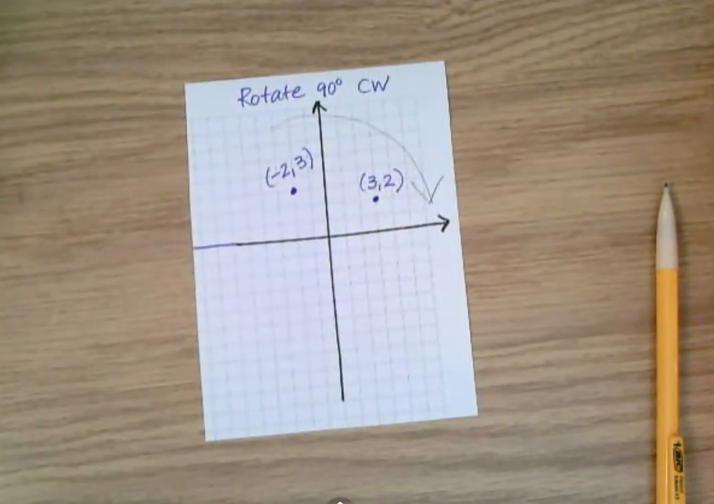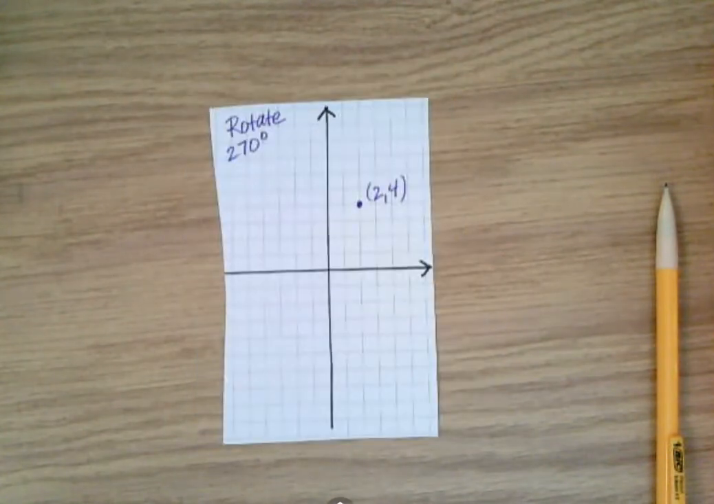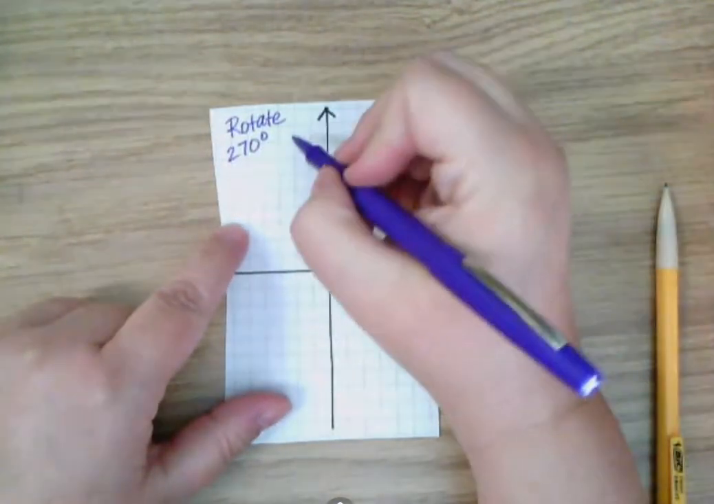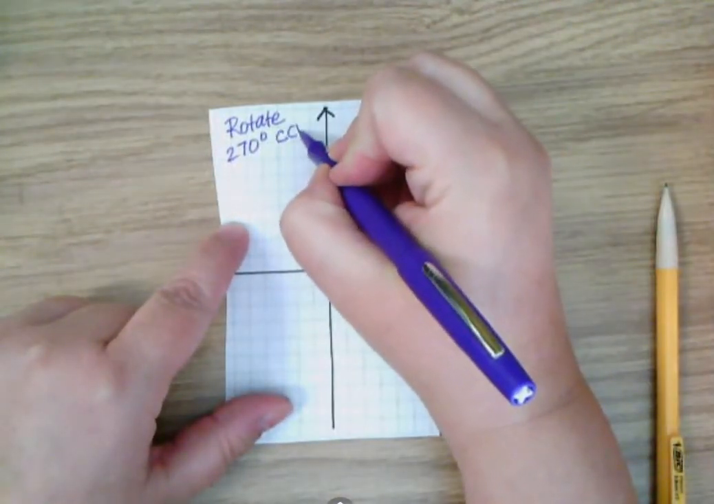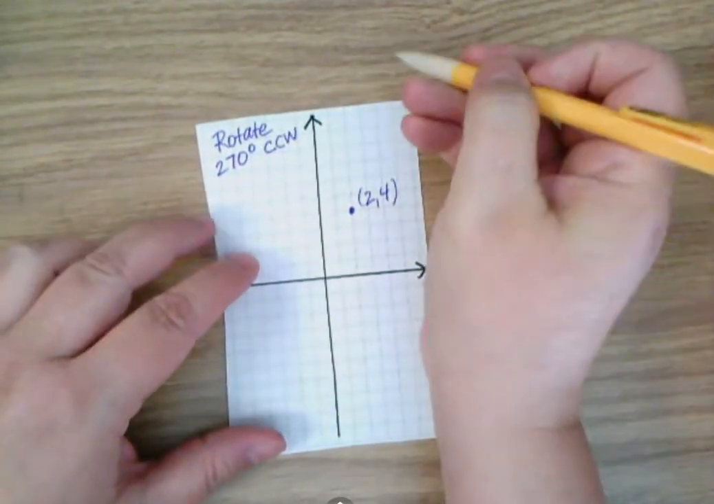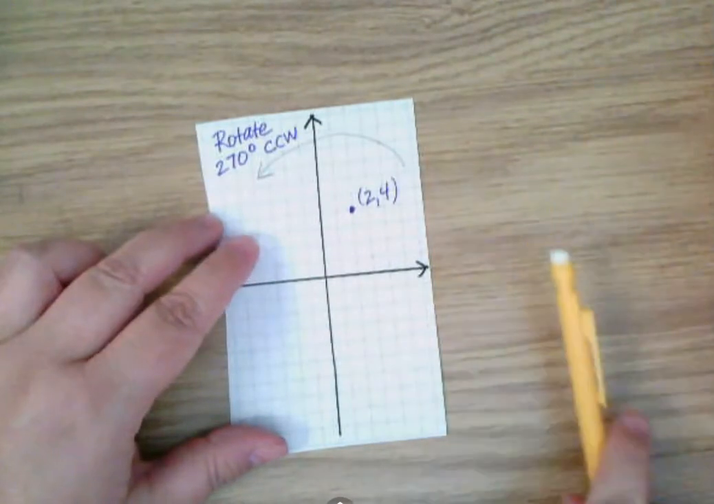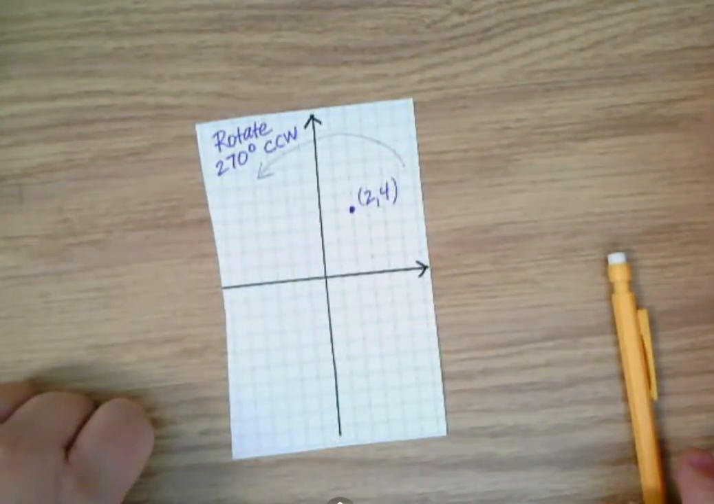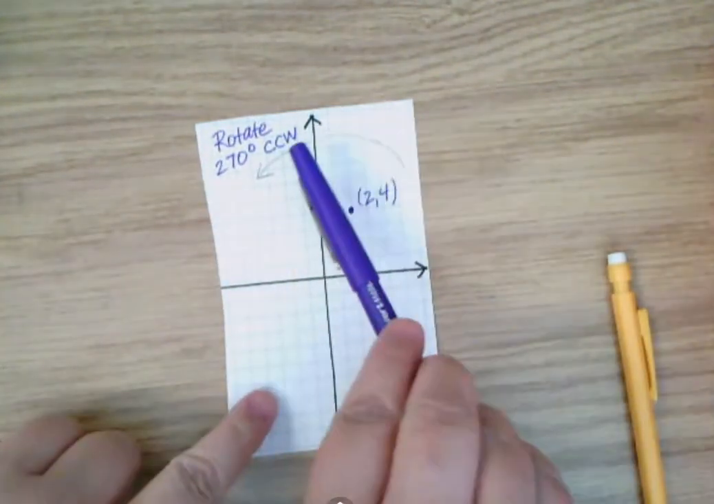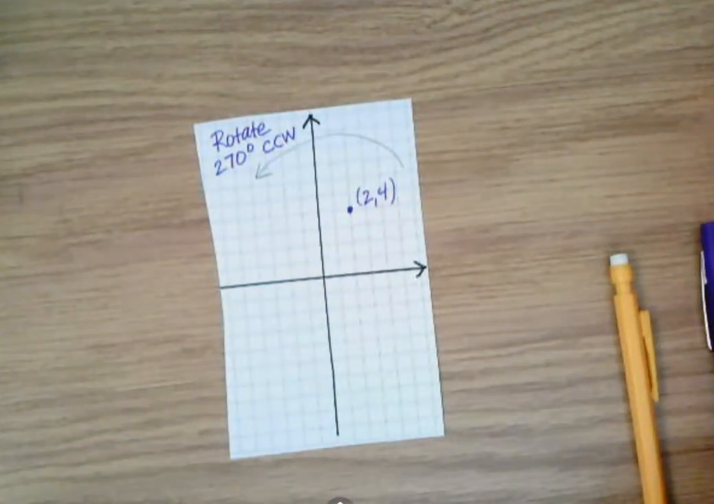All right, let's do another one. Okay, so this one just says rotate 270. So how am I supposed to know which way to go? If it doesn't say, remember, that always means counterclockwise. So it doesn't have to say counterclockwise. You're going to go counterclockwise anytime it doesn't say clockwise. So even if it didn't say that, we would still know that we're going to go counterclockwise if it just said 270 and that's all it said.